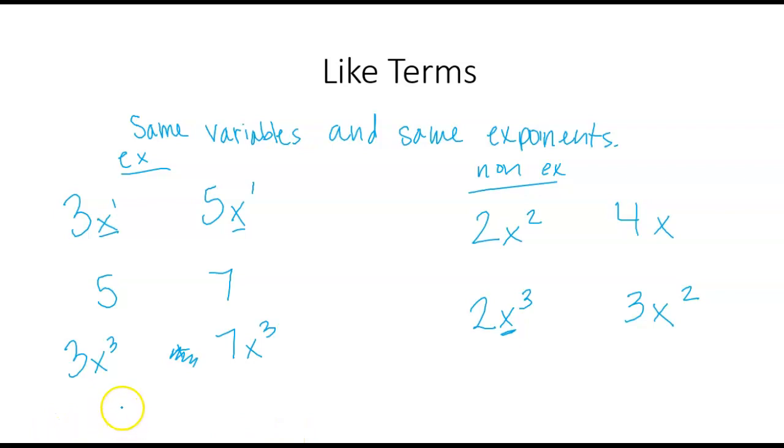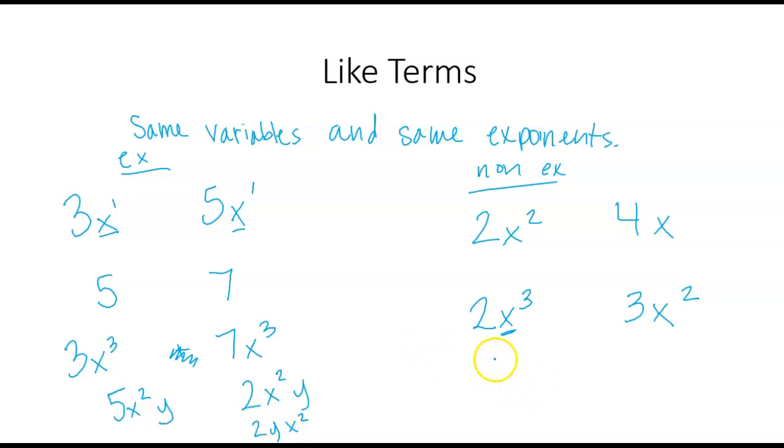What else? If I have 5x squared y and 2x squared y, those are like terms. They have the same exact variables and the same exact exponent on each variable. By the way, even if I had written the second one as 2yx squared, those are equivalent and still like terms. Even though the variables are in a different order, they both have the same variables multiplied with the same exponents on them.